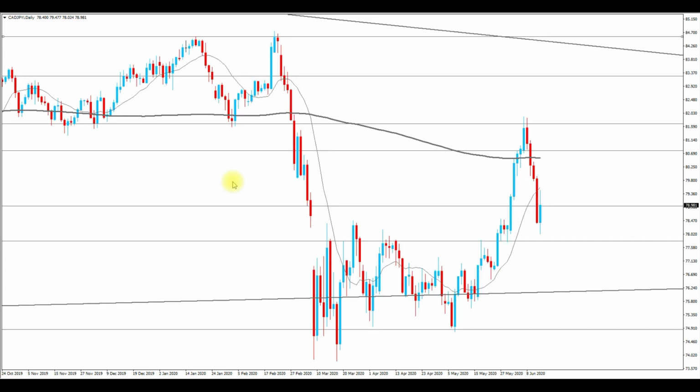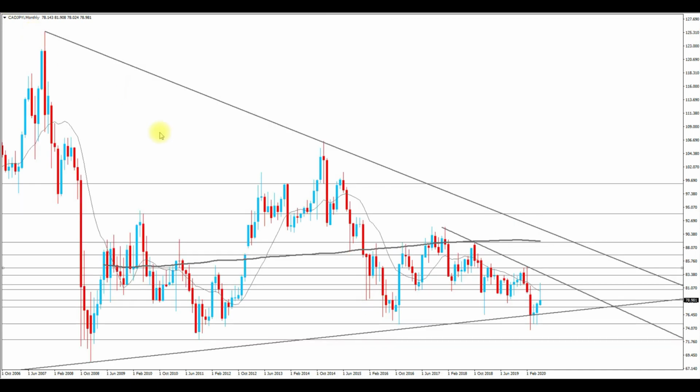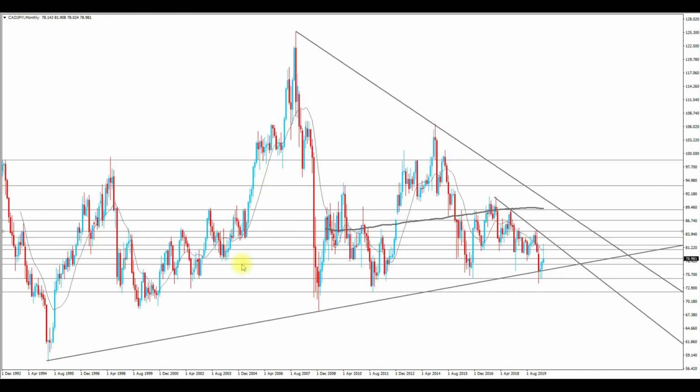Let's look at CAD JPY now. If we go to the monthly, let me zoom out a little bit, we can see that we've got another sort of wedge pattern here. We've got this trend line and this trend line. You've got a touch there, a touch here, and I'm looking for another touch soon as well. And you can see that we had a touch here, a touch here, and we had a touch here recently as well.